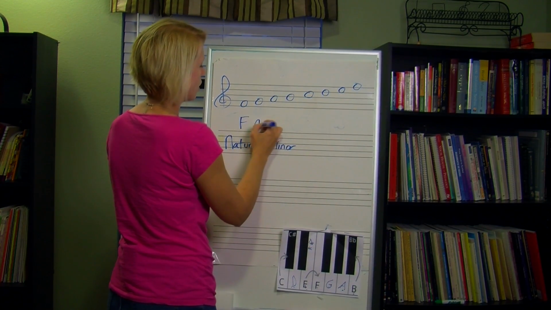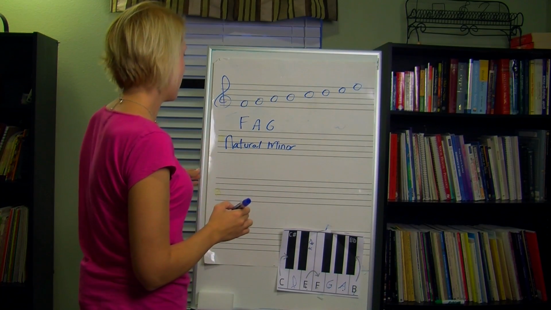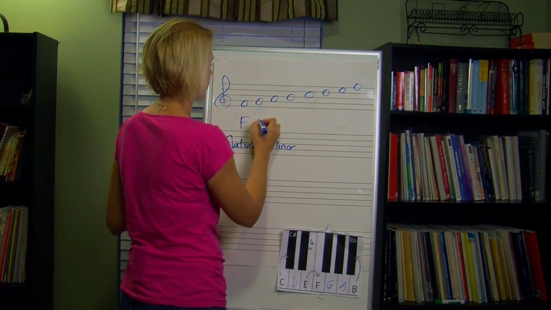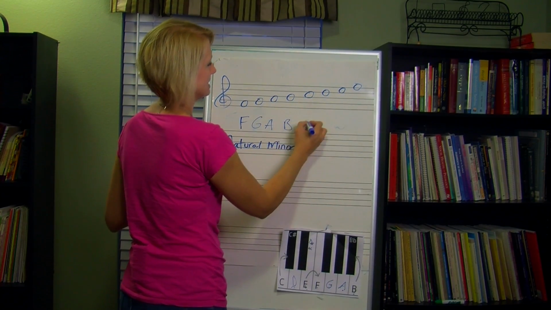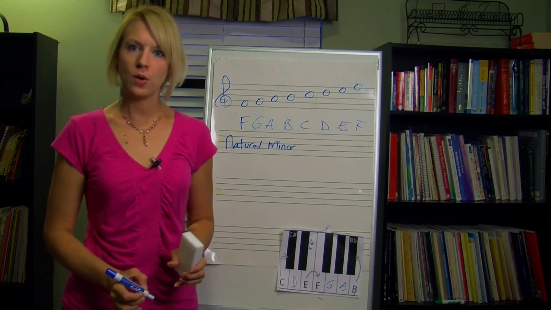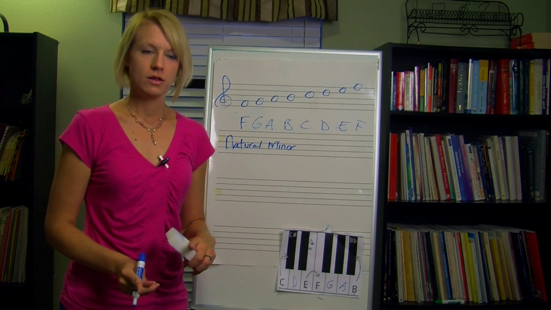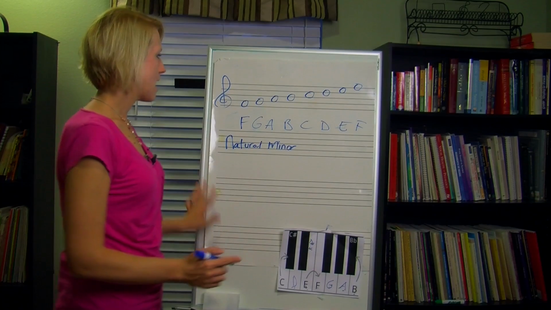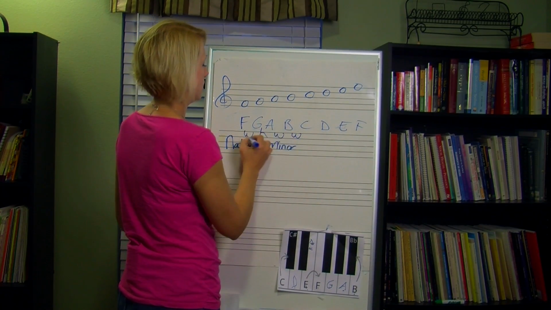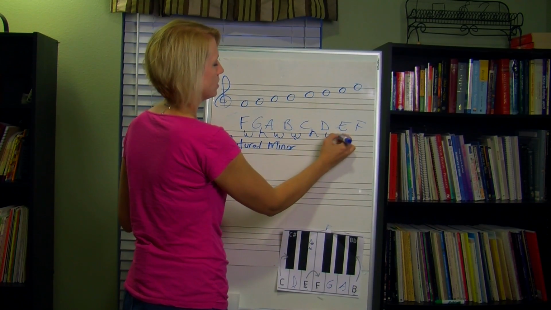We're going to draw our letter names on the staff. F, A, what am I doing? Let me do that again. B, C, D, E, F. Let's write in our pattern. What was it? We heard we will have winter weather, or we hope. We hope we will have winter weather.